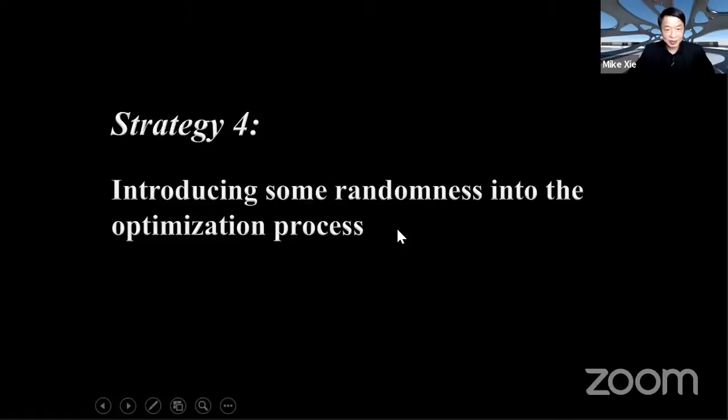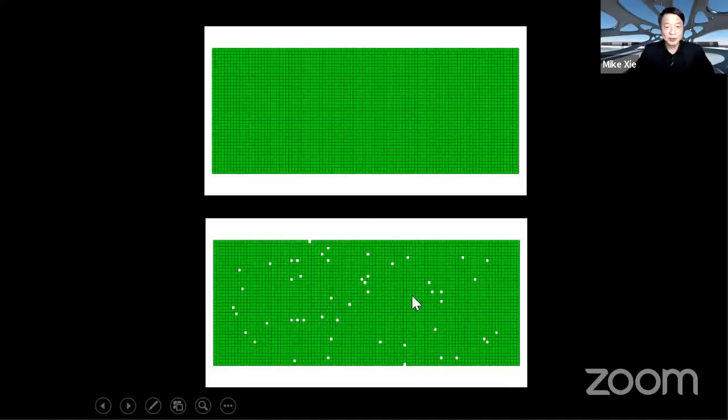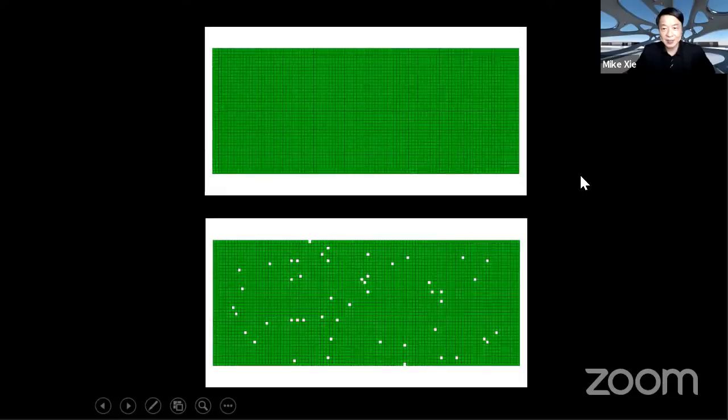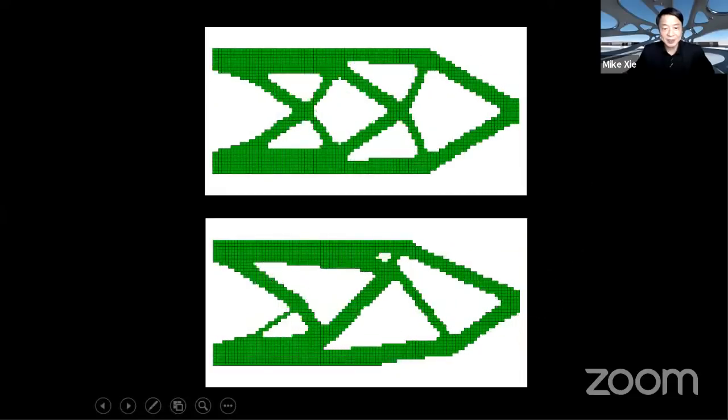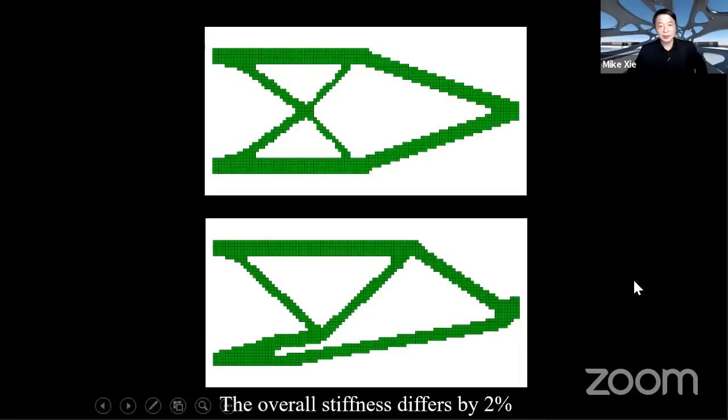And the last strategy we have developed is we can introduce some randomness into the optimization process. A simple one is you can artificially drill some holes in the initial design. These holes can be filled later on if they are important, but we put them there initially just to put some perturbation to change the evolutionary path of the optimization. Because there are some random holes in the initial design, the optimization history has been slightly changed. Although the 2 shapes are totally different, their structure performance only differ by 2%.